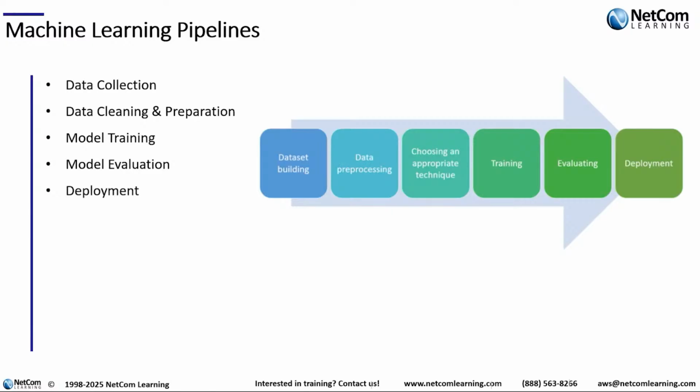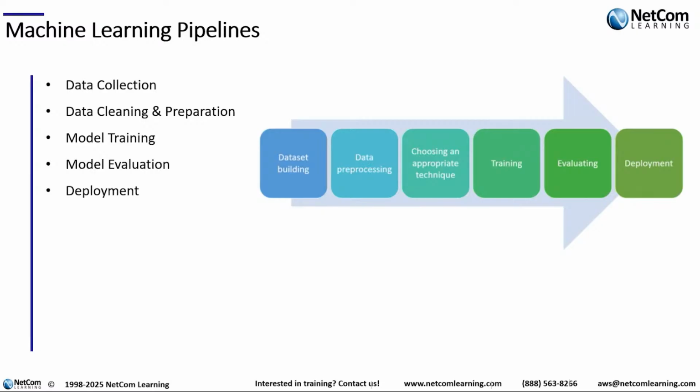Then comes model evaluation, and this step uses the validation or test set to assess how well the model performs. We're going to use metrics like accuracy, precision, recall, or F1 score, depending on the type of problem we're working with. If performance is not satisfactory, we may go back to tune the parameters or try different algorithms. So we evaluate the outcome and test how well the model is performing.